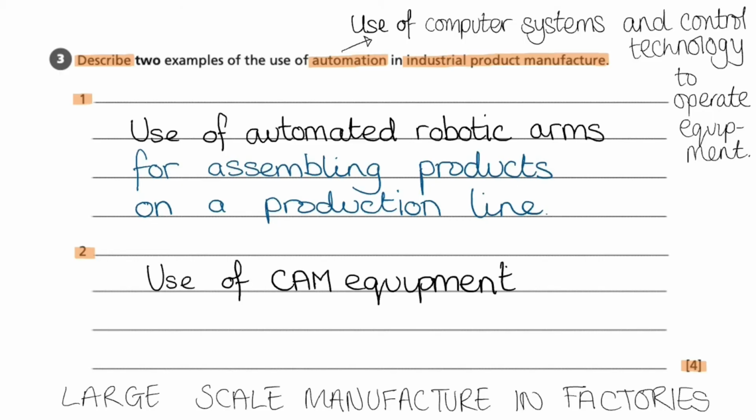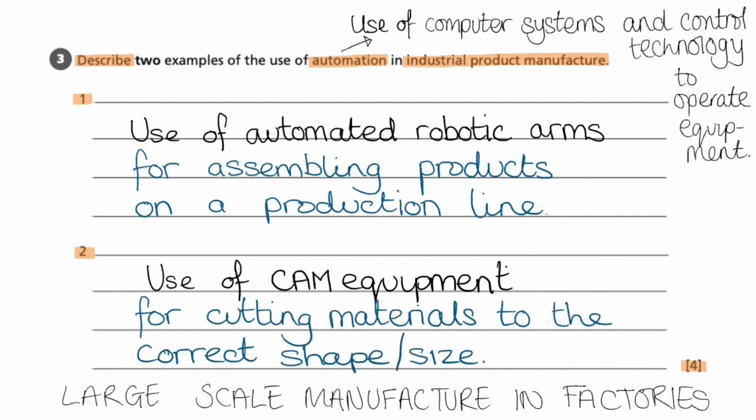Secondly, I'm going to describe the use of CAM, computer-aided manufacture. This could be a laser cutter to cut my materials to the correct size and shape. As the laser cutter is an example of computer systems and control technology operating equipment, this is a fantastic example of automation, one that many of you may have experienced within your learning.